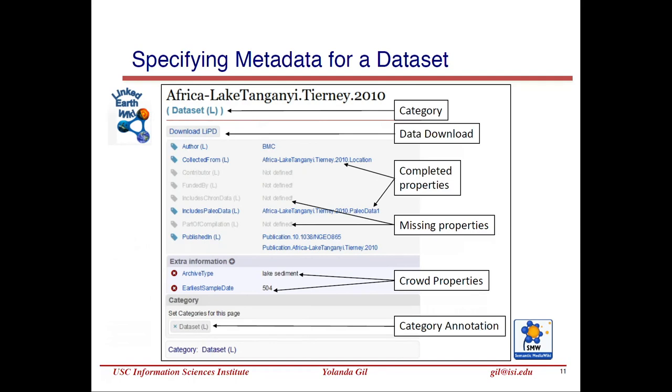You can download the data set itself, and you have canonical properties that they have all agreed to have for data sets. And then under extra information, those are properties that the person describing this data set added on their own accord. So these can be new properties. We call them crowd properties rather than core properties.